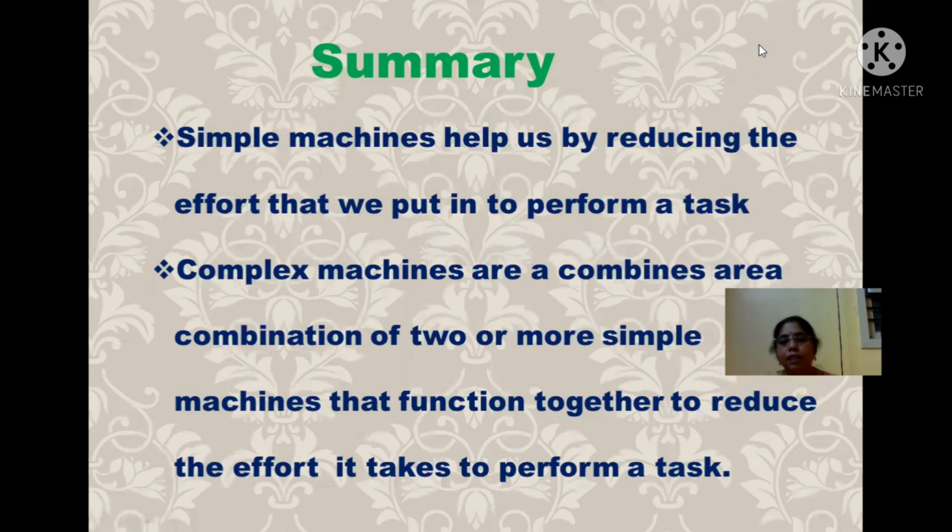Let us summarize what we have learned in today's session. Simple machines help us by reducing the effort that we put in to perform a task. Complex machines are a combination of two or more simple machines functioning together to reduce the effort it takes to perform a task.